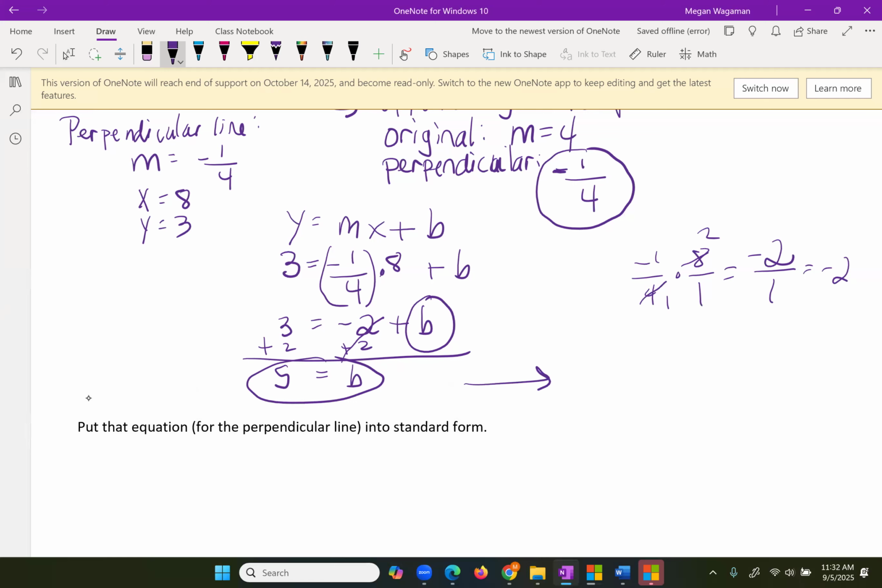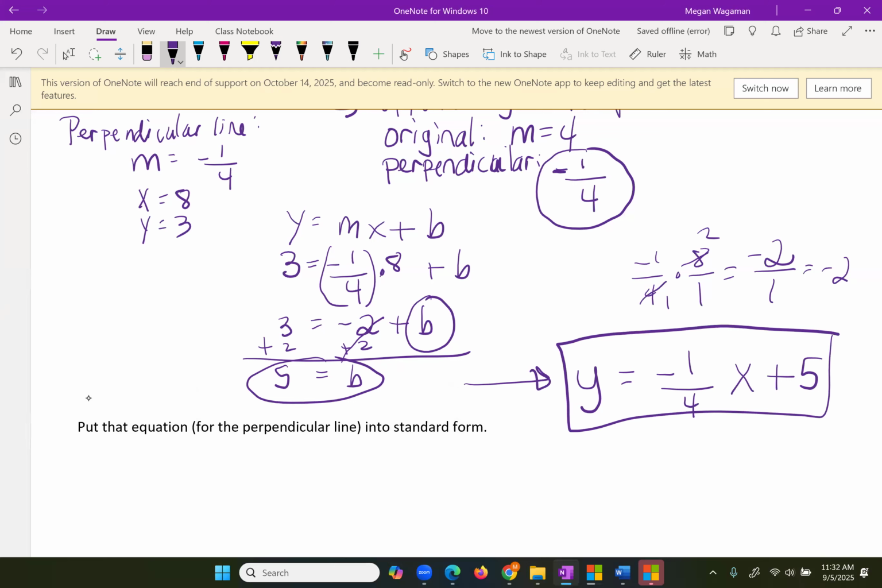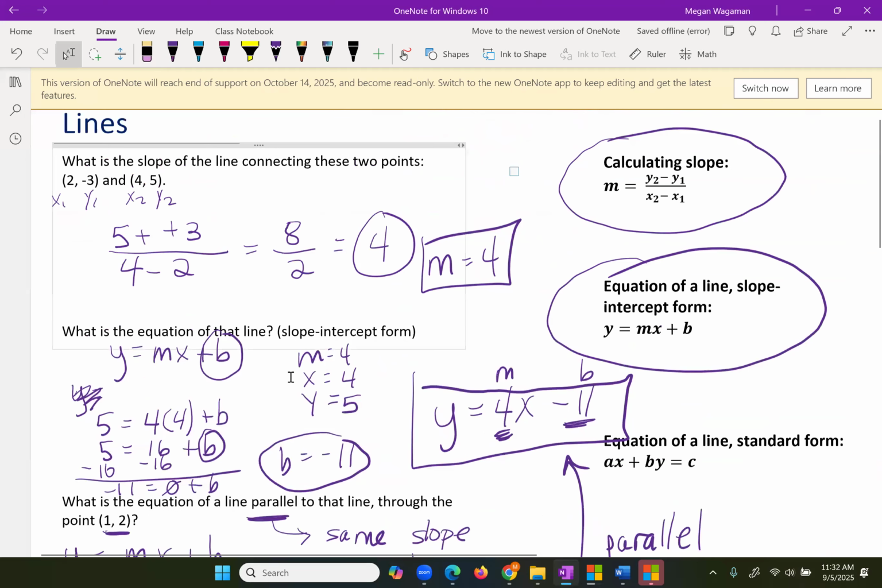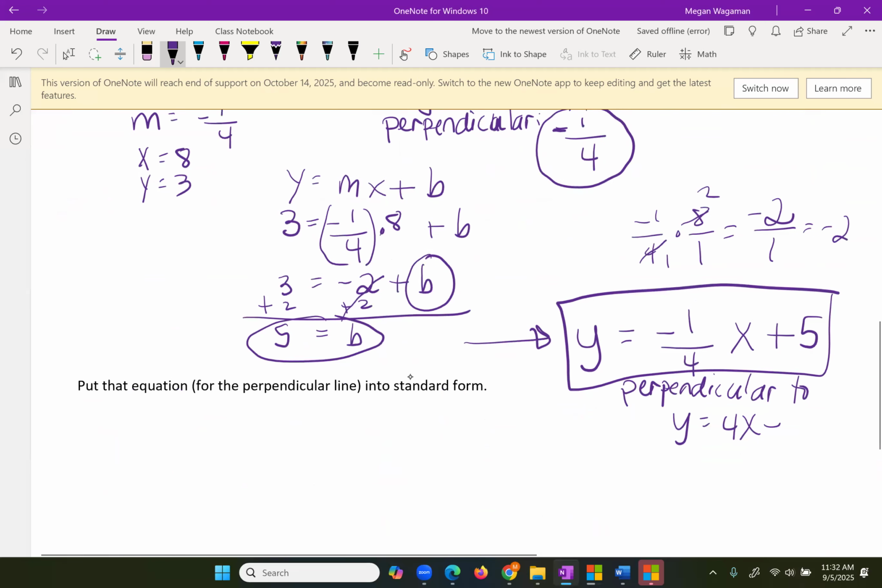So now my equation is going to be y equals this perpendicular slope times x plus b. So this is an equation of a line that is perpendicular to the original. Our original was y equals 4x minus 11, I believe. Yeah. So this is perpendicular to y equals 4x minus 11, passing through that point (8, 3).